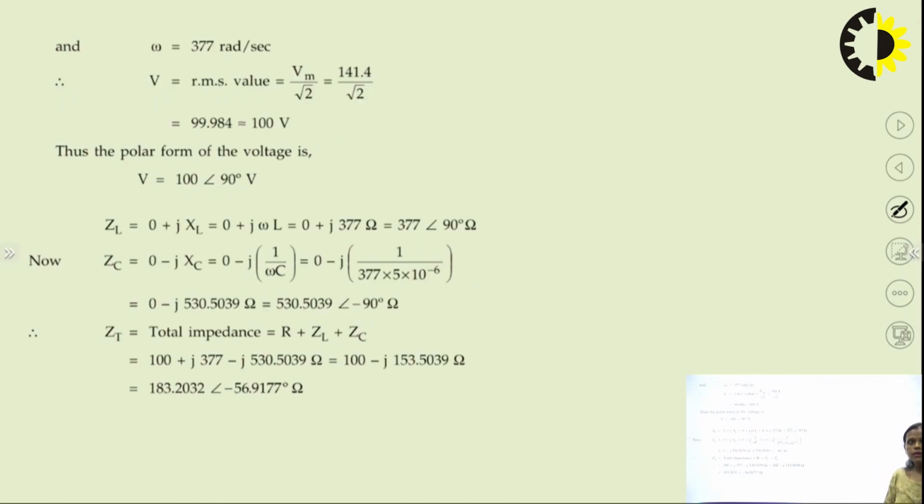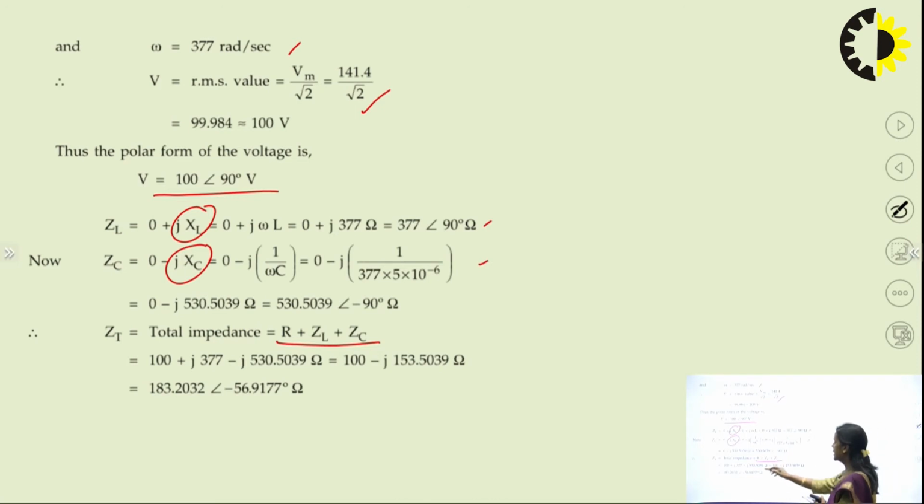First you will find the total impedance, right? For finding the total impedance, you know the value of omega, and you can find the RMS value. The polar form of the voltage you can write, then you can find the total impedance. Total impedance will be R plus ZL plus ZC, where ZL will be jXL and ZC will be minus jXC. After putting in all these values, you will get the total impedance.